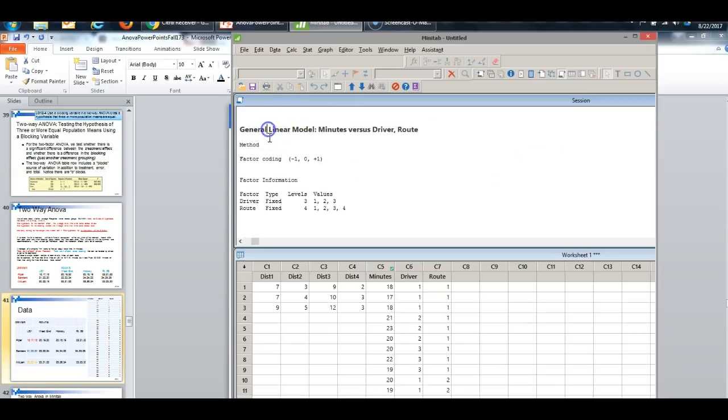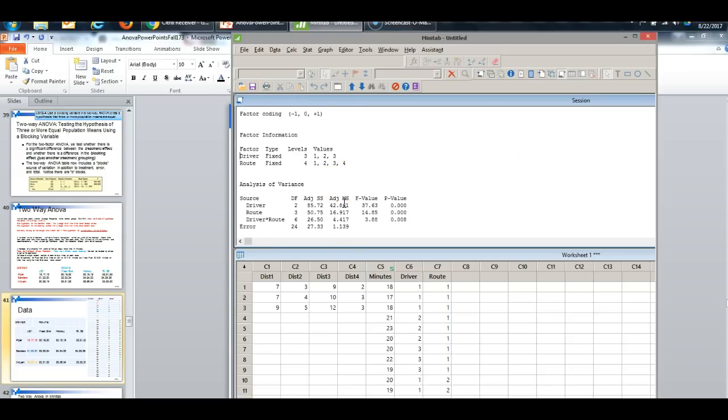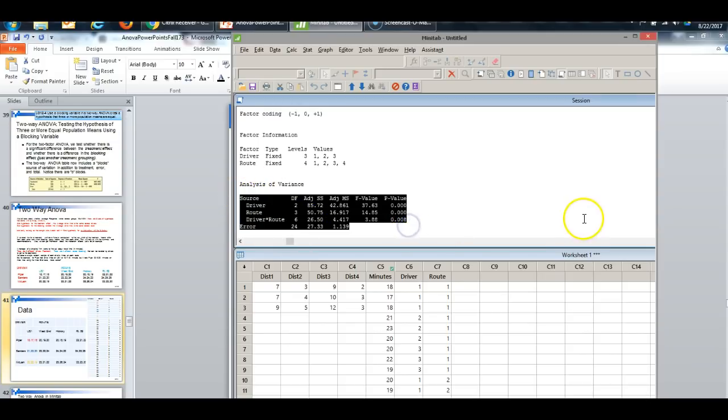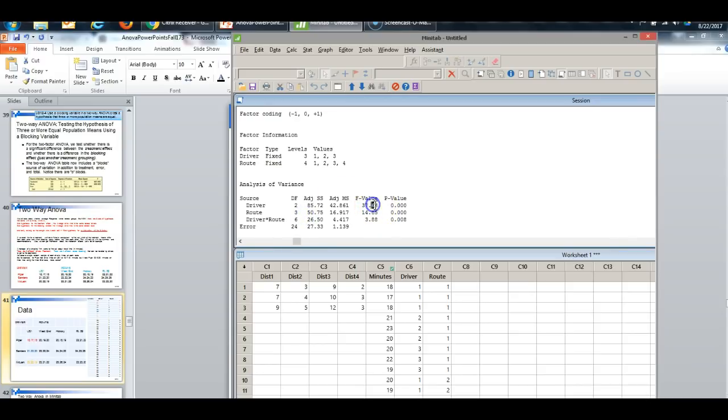We've got the general linear model, method, values, driver, source, driver. This is the analysis of variance table that provides my F computed for H naught: average times do not differ across drivers. F computed, p-value. H naught: average drive times do not differ across route. F computed, p-value. And then we'll come up with our third hypothesis of this interaction. I'll talk to you about that there.